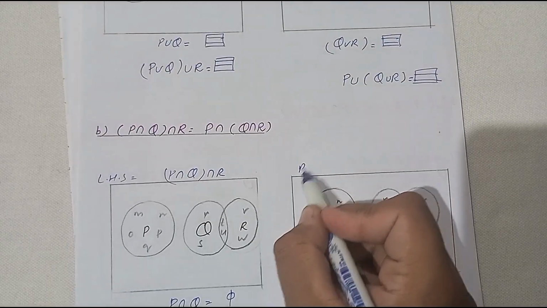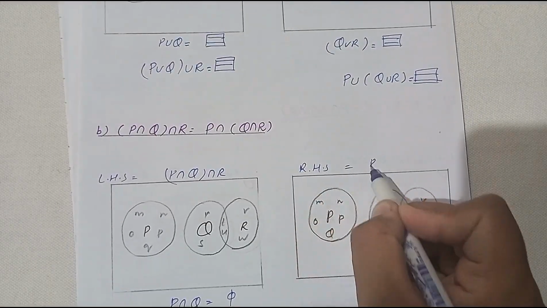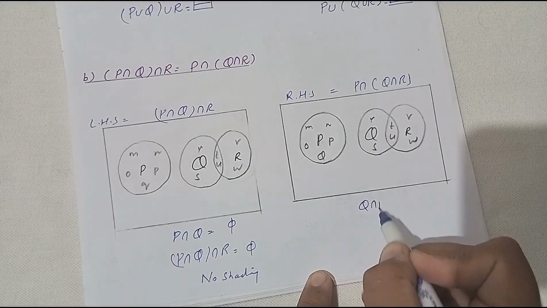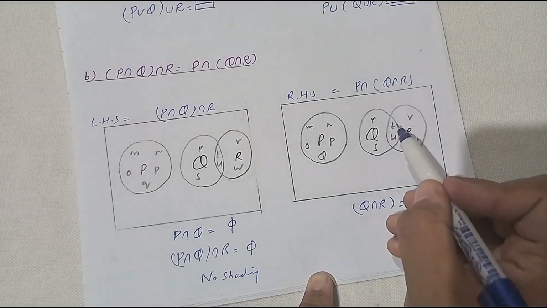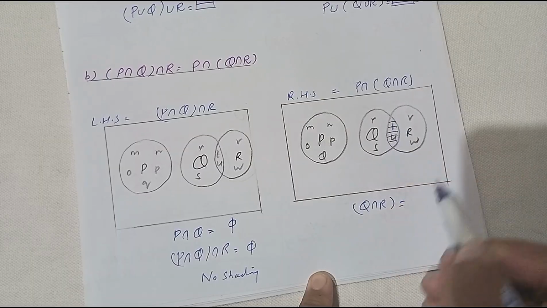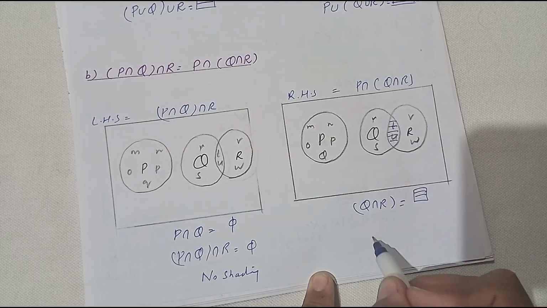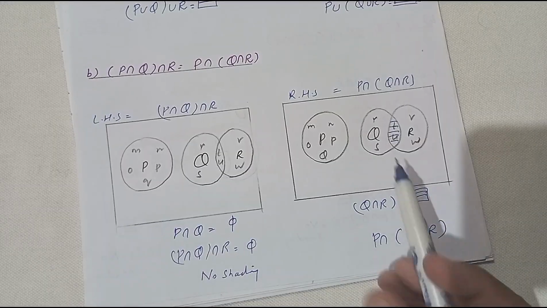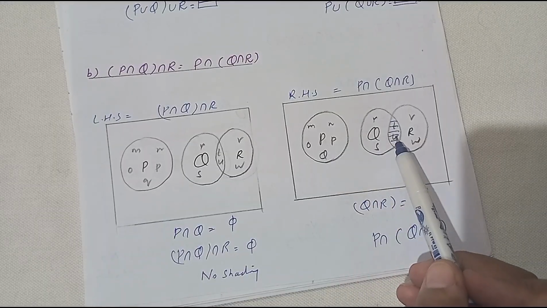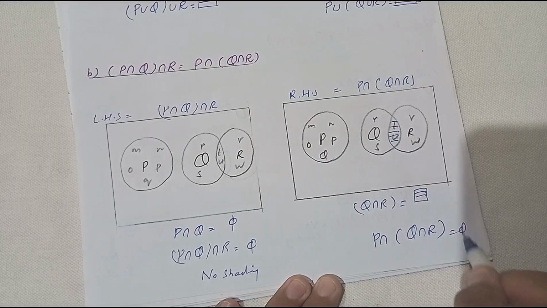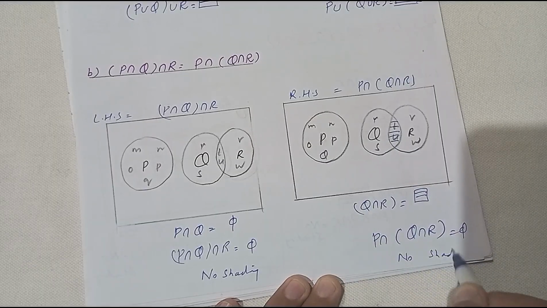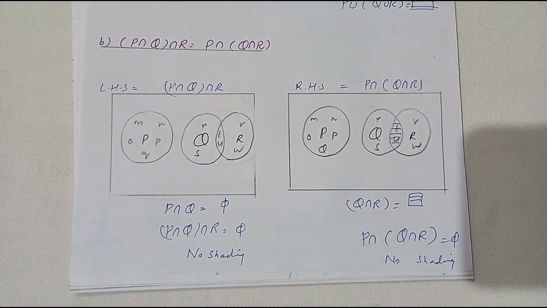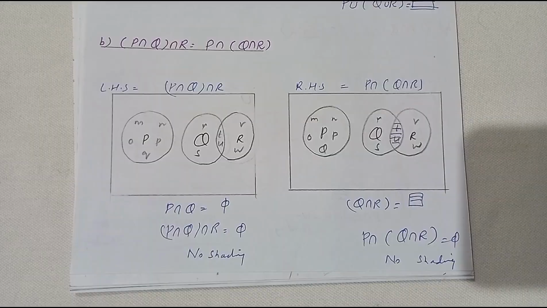On the right hand side, which is P intersection Q intersection R, first we shade the part Q intersection R, which means the common part of Q and R. Q and R common part is this. Now the intersection of P with the common part of Q and R. Since there is no common part between P and Q intersection R, it is also equal to the empty set phi, and there is no shading. So in both left and right hand side there is no shading, so these are equal to each other and we prove the associative law of intersection.